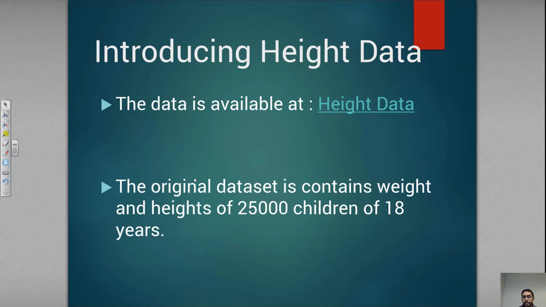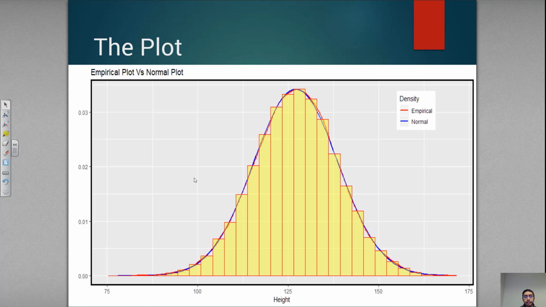So this is the original data set that contains heights and weights of 25,000 children of 18 years. And this is the histogram I have plotted in R using ggplot. You can see that the height varies from around 75 to 175, and the red curve is the empirical curve.